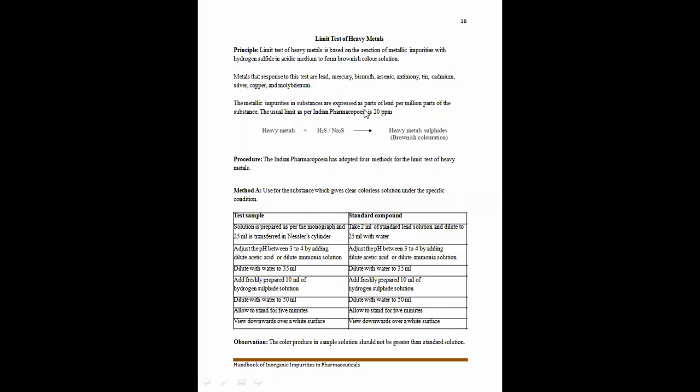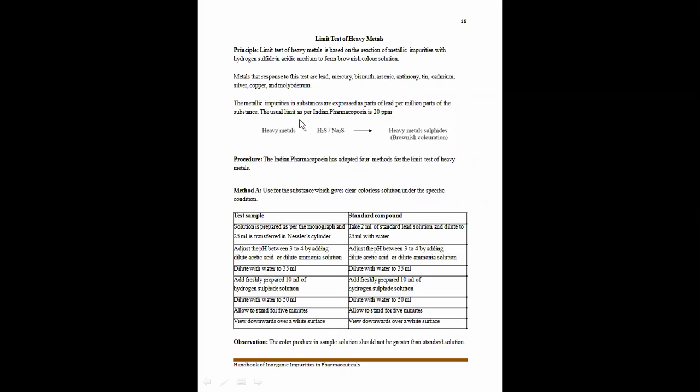So the metallic impurities in the substances are expressed in parts per million. The usual limit as per the Indian Pharmacopoeia, which is the allowed concentration of heavy metal impurity in the pharmaceutical substances, is 20 ppm. Beyond this 20 ppm, the presence of any heavy metal concentration in the pharmaceutical substance may lead to toxicity. So what is the reaction mechanism or principle behind the limit test of heavy metal?